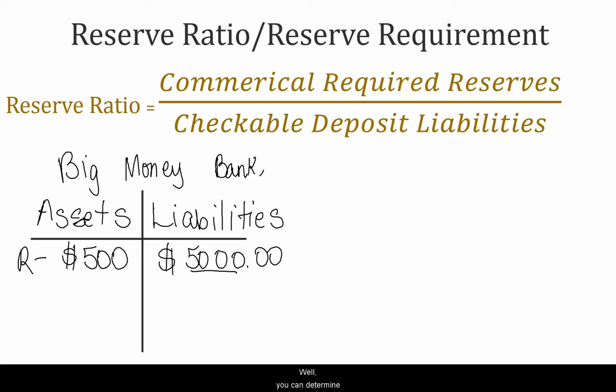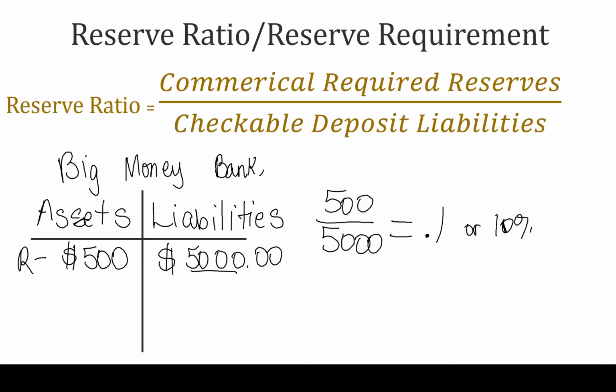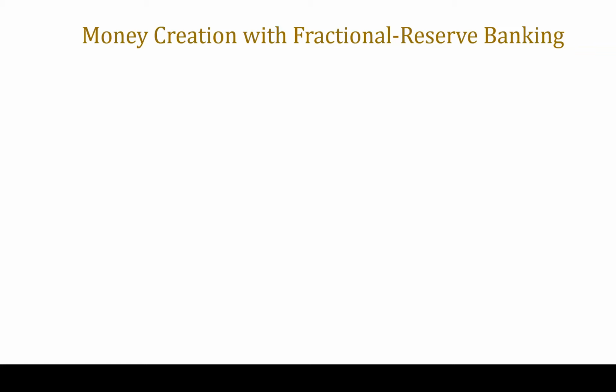Well, you can determine the reserve ratio by placing the commercial required reserves, which is $500, and divide it by the checkable deposit liabilities, in this case, $5,000. And your answer would give you 0.1 or 10%. Therefore, 10% of each deposit into Big Money Bank must be held in the bank, regardless if that deposit was made by an individual or a business.